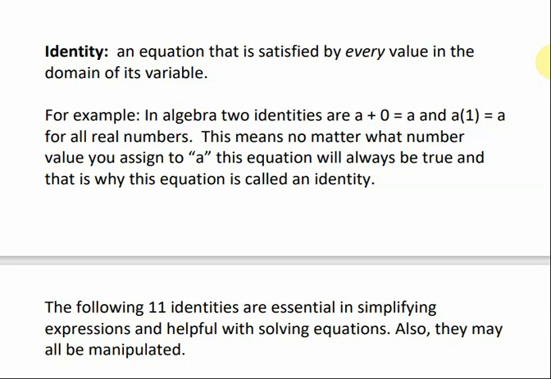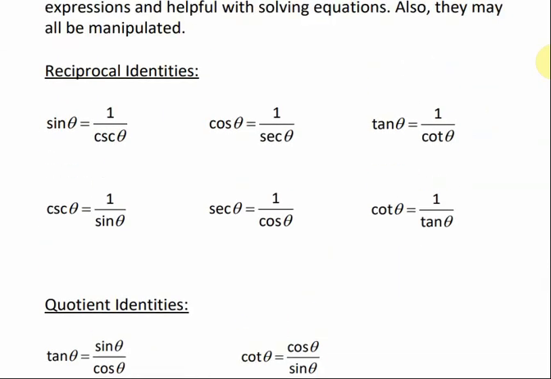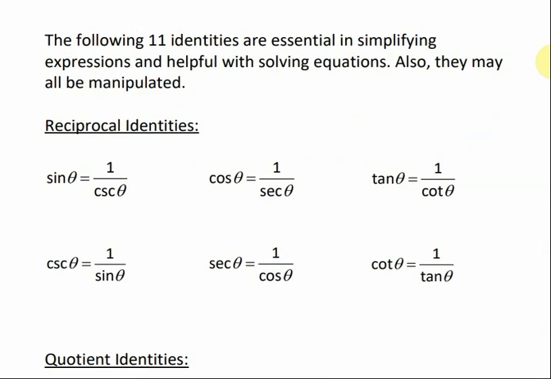The following 11 identities are essential in simplifying expressions and helpful with solving equations. They can also be manipulated. These first identities are reciprocal identities, and we've talked about the reciprocal values before, so these should be pretty familiar to you. Sine is equal to 1 over its reciprocal, 1 over cosecant. And then, of course, cosecant would also be equal to 1 over sine.